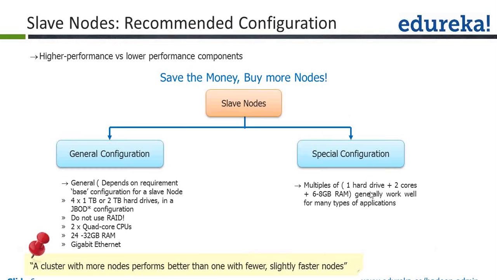And if you look at a special configuration, multiple hard drives, right? You always go for multiple hard disks rather than a single hard disk. The reason being, if everything is written into a single hard disk and that disk crashes, everything is gone, right? If you have multiple disks, you can keep on recovering. You can safely have one or two disks going down.